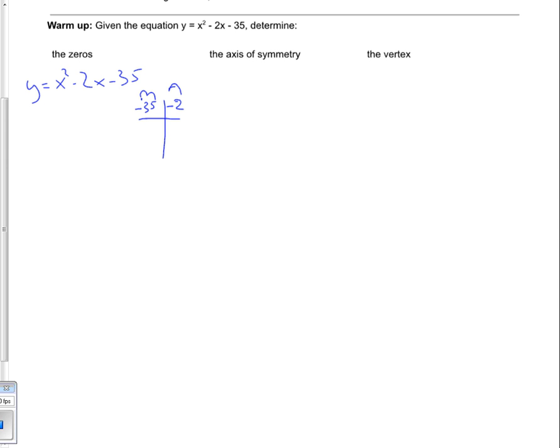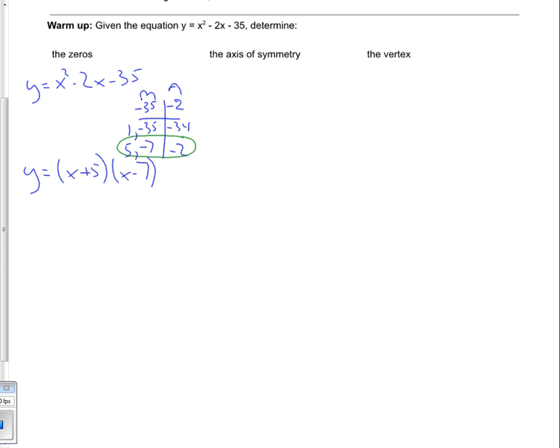1 and negative 35 would give me negative 34. Negative 35 is not divisible evenly by 2, or by 3, or by 4, but it is divisible by 5 evenly. So 5 times negative 7 would give me negative 35, and when I add those two numbers together, it does in fact give me negative 2. So the factored form of this is going to be x plus 5, x minus 7, because these numbers meet the criteria that we're looking for.